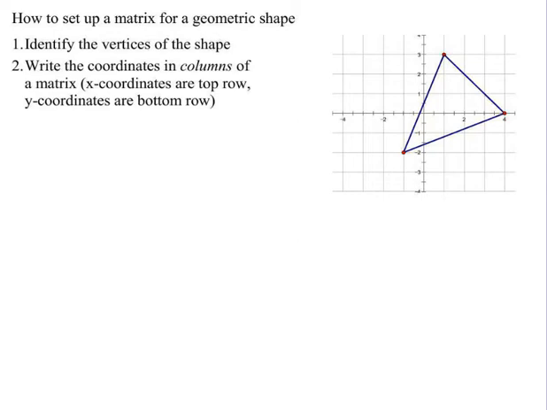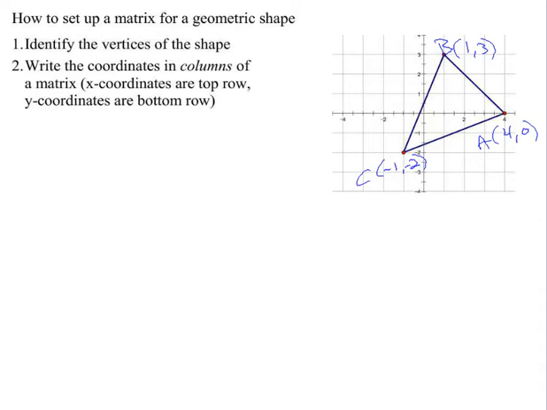Well, to do this, we're going to identify the vertices of the shape. So here are my vertices. I should probably come up with some ordered pairs for each of those. So I'll start here. I have 4, 0. And then up here I have 1, 3. And then here I have -1, -2. And maybe I'll attach letters to those. A, B, C.